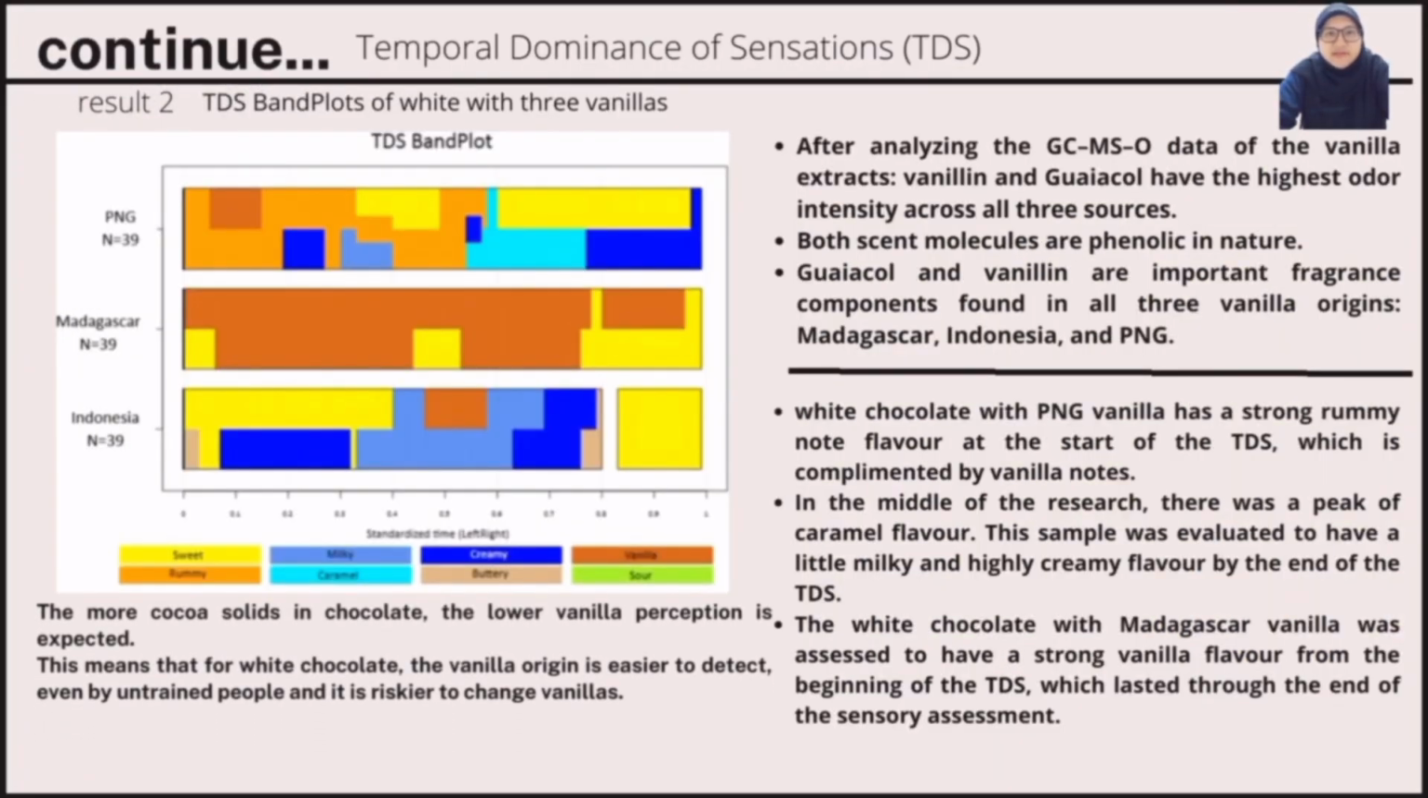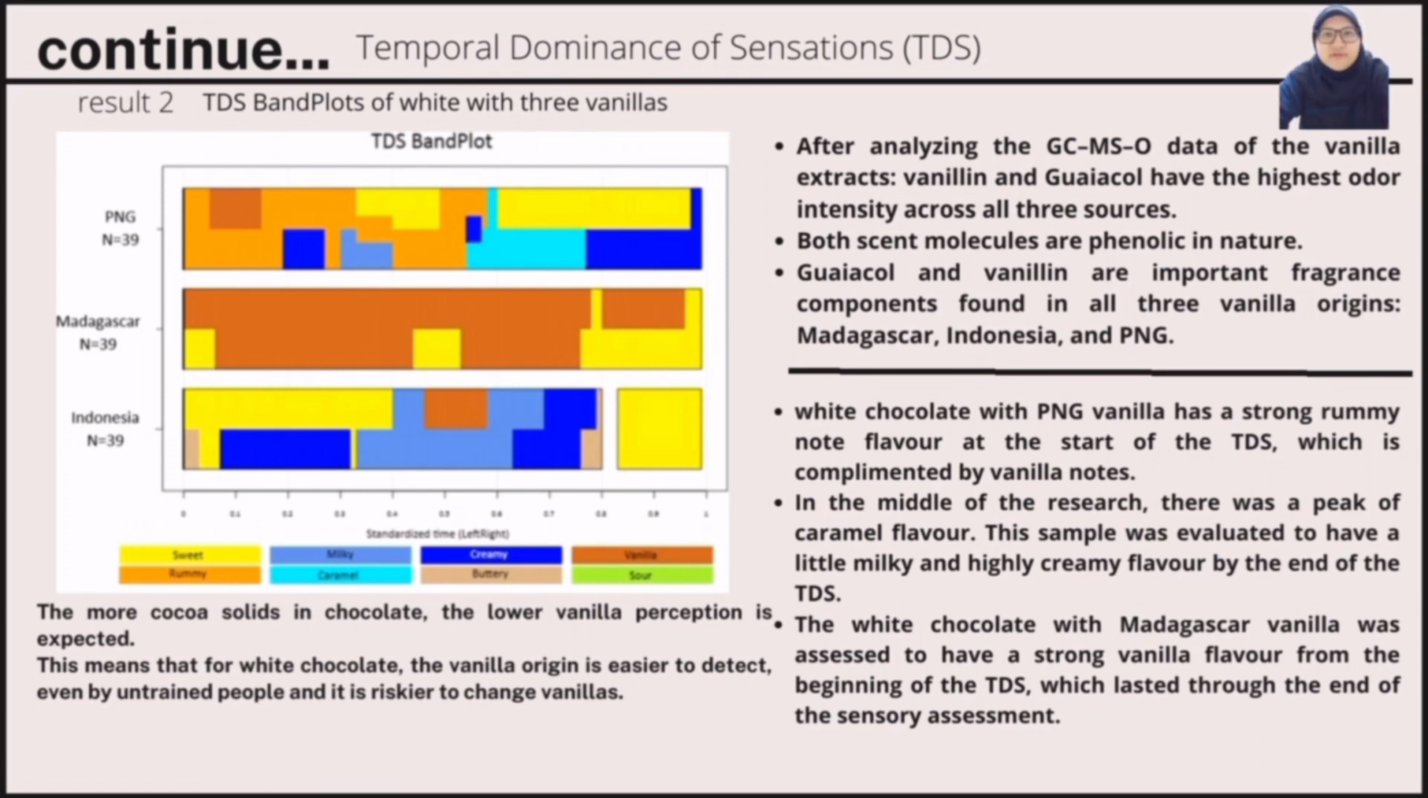After analyzing the GCMSO data of the vanilla extract, vanillin and guaiacol were shown to have the highest odor intensity across all 3 sources. Both scent molecules are phenolic in nature. Guaiacol and vanillin are important fragrance components found in all 3 vanilla origins, Madagascar, Indonesia and Papua New Guinea.